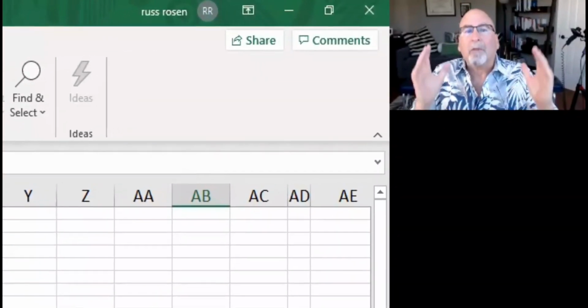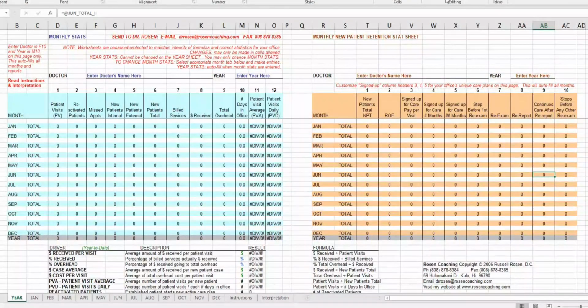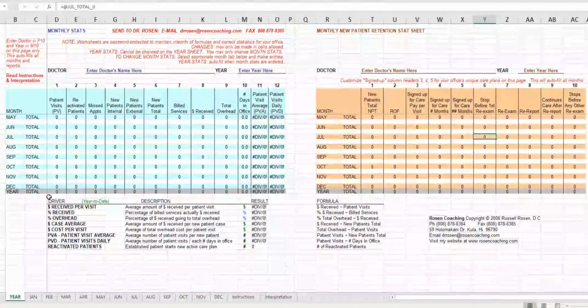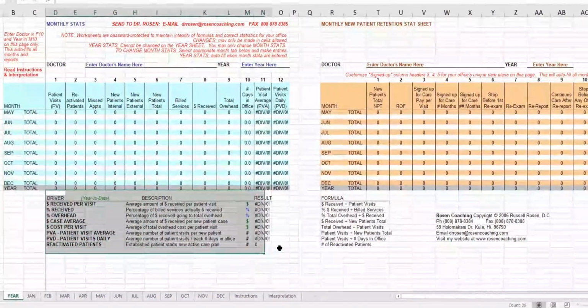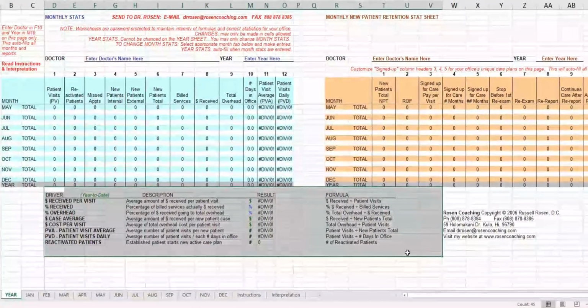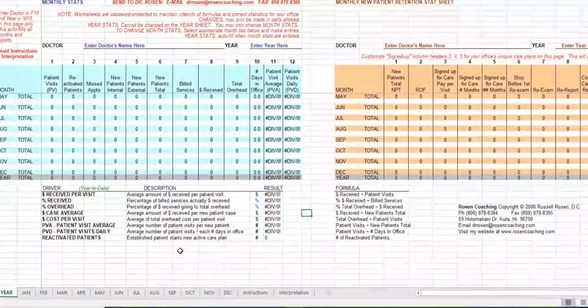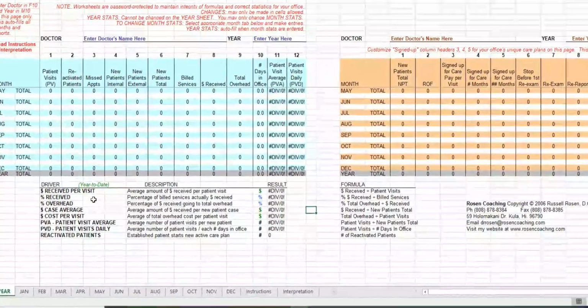So let's take a look at the first stat sheet. Now, what you're going to see is that there's the blue section over here. There's the brown section over here. And then down here, we have statistics. And what's going to happen is that this stat sheet will figure all these statistics out for you. So let's take a look.